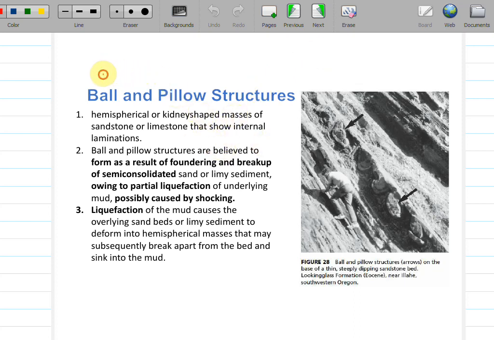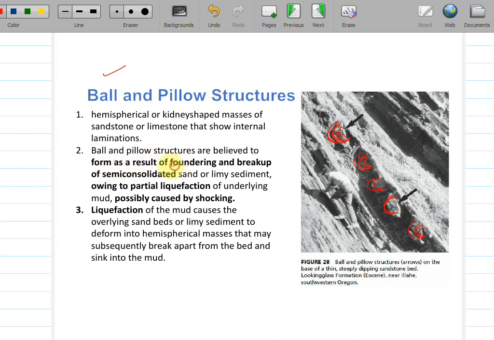Then again there are ball and pillow structures. As the name suggests, these are structures which look like balls, kidney balls or kidney shaped structures. These ball and pillow structures are again deformational structures.